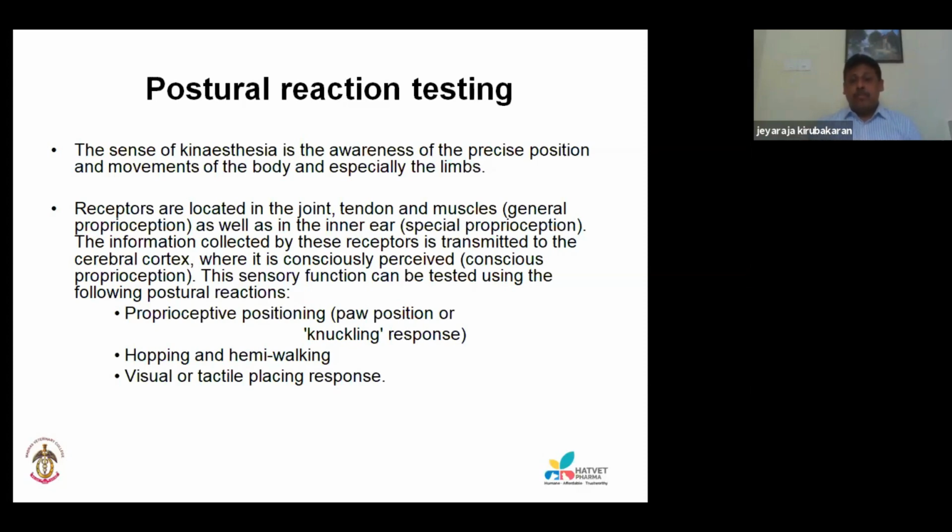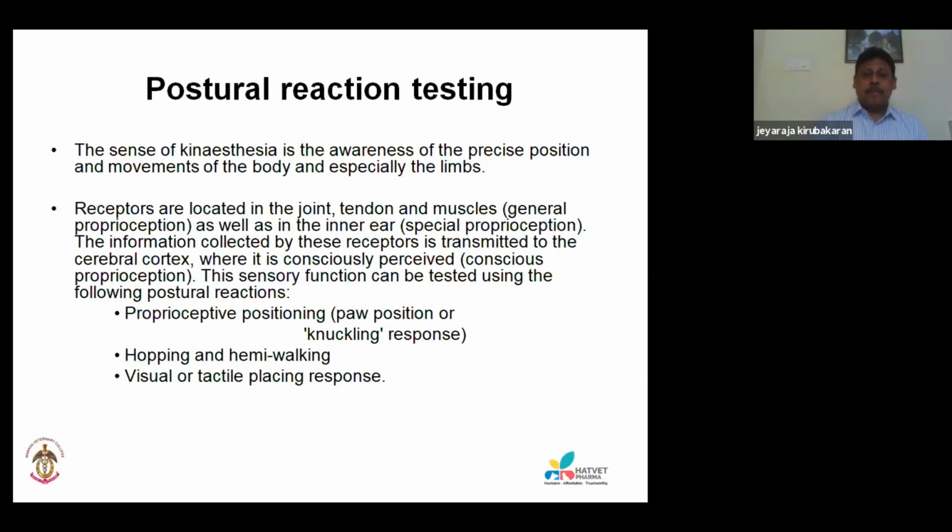So you should know where your limb is. For that, you have receptors in the joints, in the tendons, as well as in the muscles, as well as in the inner ear. The inputs are collected by these receptors and transmitted to the cerebral cortex. In the cerebral cortex, it's consciously perceived, and then it corrects itself. Suppose you're doing a knuckling of the paw, that is a proprioceptive positioning, it corrects itself because it senses that this paw is not in the right position.